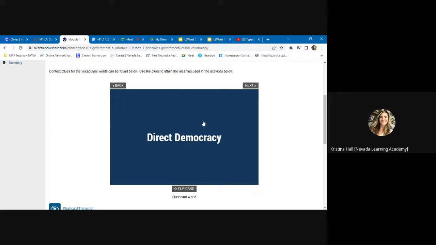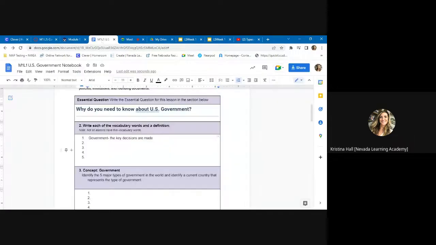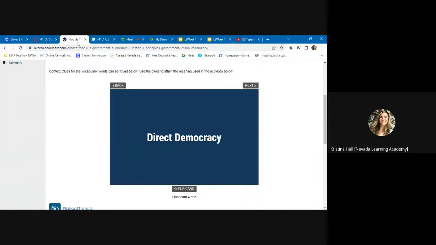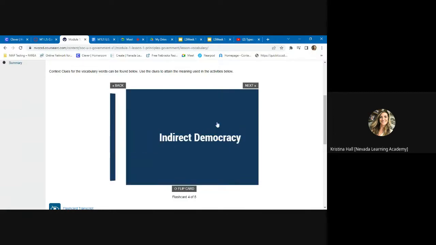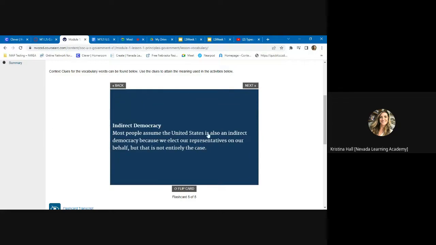Direct democracy and indirect democracy. So those will be your fourth and fifth terms. Okay, so direct is where people vote on every single thing, right? So no representative is elected, and people vote on every decision. And then indirect, right, is where people elect a representative to go and vote on their behalf.